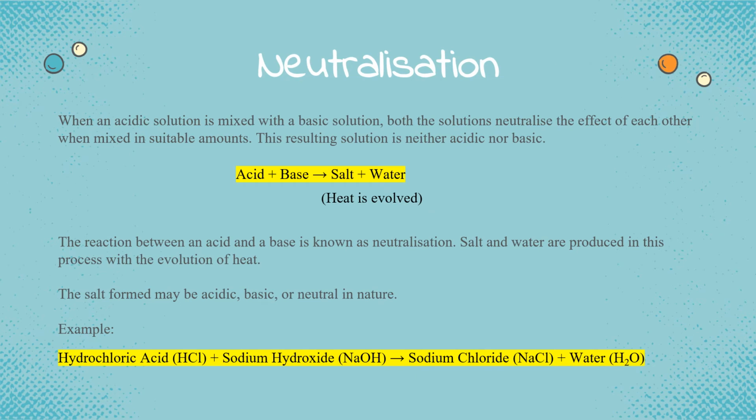Neutralization: when an acidic solution is mixed with a basic solution, both solutions neutralize the effect of each other when mixed in suitable amounts. The resulting solution is neither acidic nor basic. You can see the example given below. Acid plus base gives us salt plus water, along with heat evolved. Heat is evolved basically means that this is an exothermic reaction.